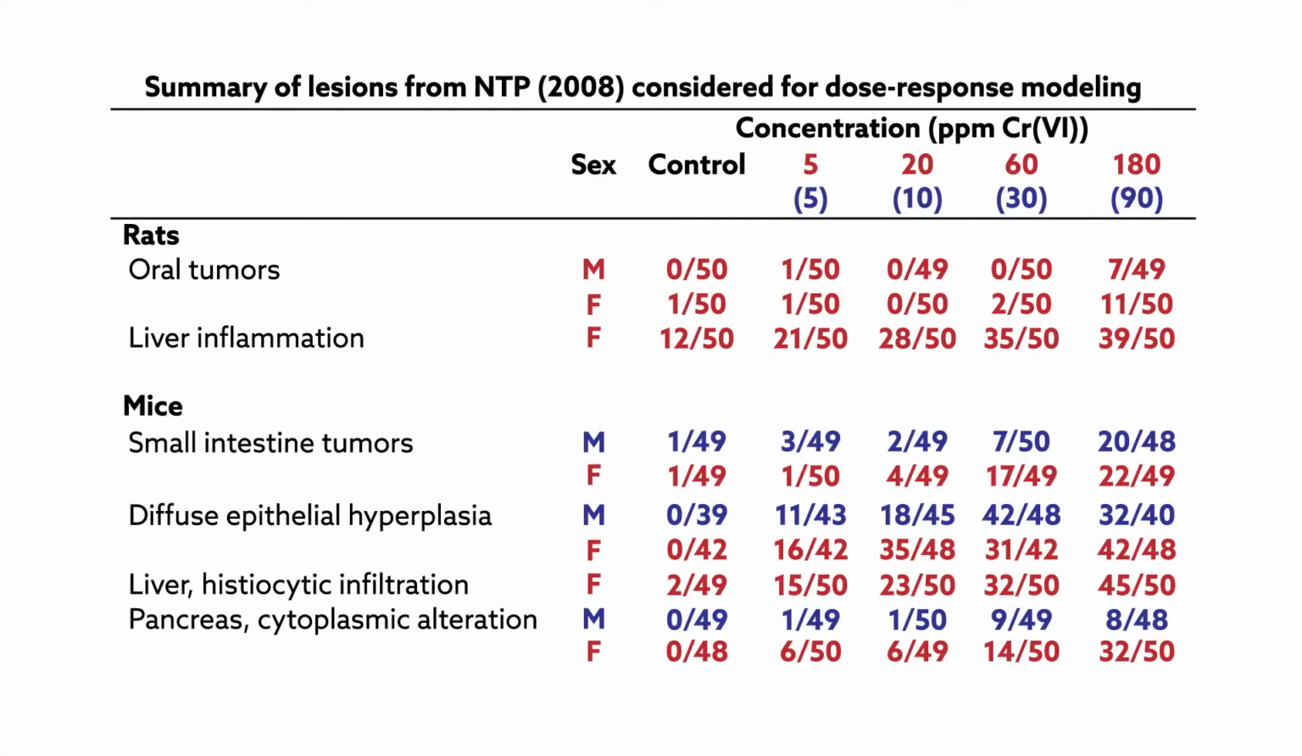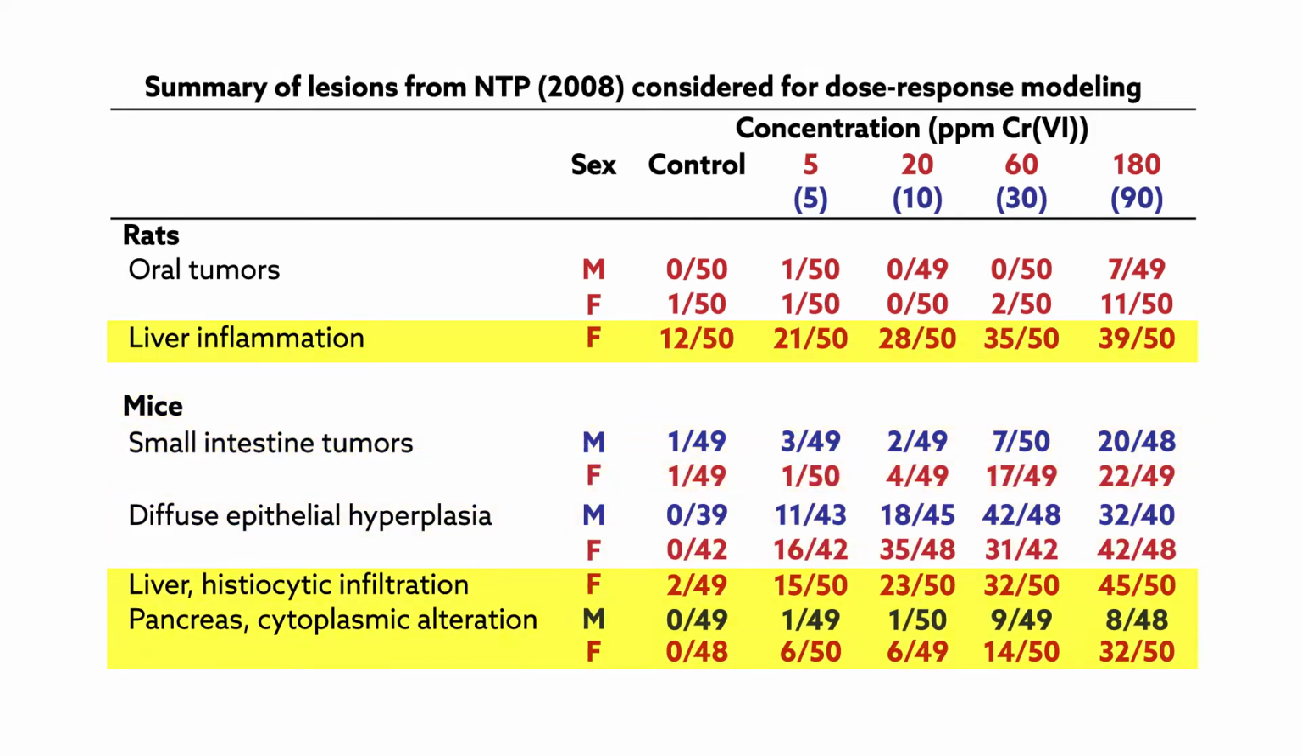The researchers used data from a recent 2-year study of hexavalent chromium exposure by the National Toxicology Program, which found that it caused oral cavity tumors in rats and increased the tumor load in the small intestines of mice, along with other effects on the pancreas and liver.